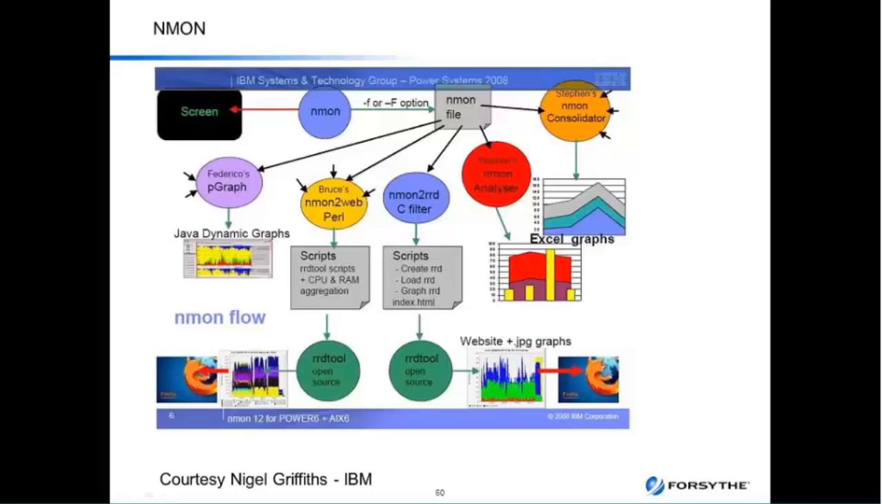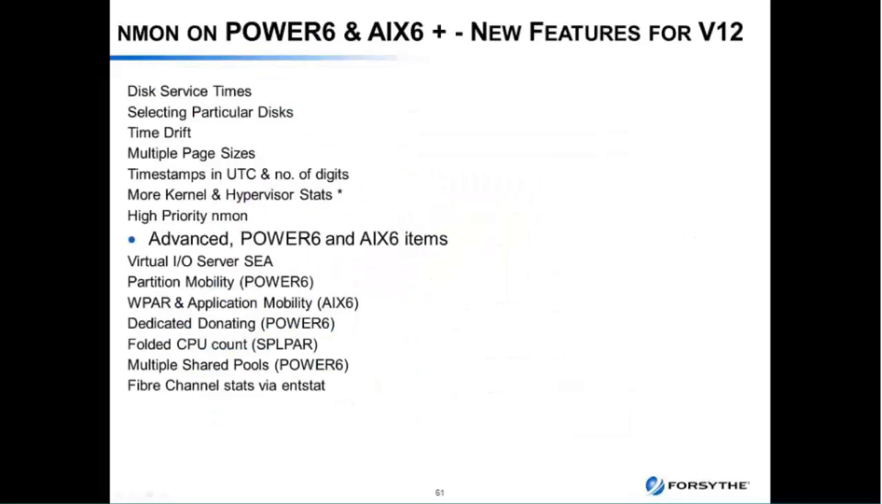There's also an NMON to web, and then there's pGraph, and every day there's more tools coming out. So just be aware that once you start keeping that NMON data, you can copy or move it to an NFS mount. And then on that system that's got the NFS, you can do all this post-processing and build yourself a nice little performance database or capacity planning tool. This is a list of some of the new things that came out with version 12 of NMON or in AIX 6 with the NMON Topaz. They added stuff for folded CPUs, multiple shared pools, and fiber channel stats and so on.